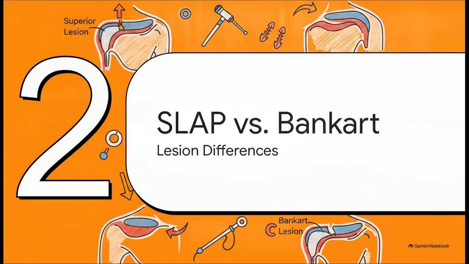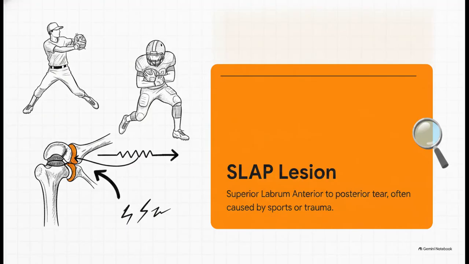today. Section 2. Let's compare SLAP versus Bankart lesions. All right, let's shift our focus to the top of the shoulder socket. What exactly is a SLAP lesion? Well, SLAP literally stands for superior labrum anterior to posterior. The labrum is just a ring of cartilage surrounding the socket. A SLAP tear happens right at the very top of this ring. The tendon of the long head of the biceps brachii attaches exactly at this superior spot.